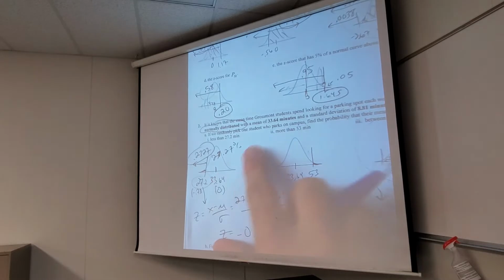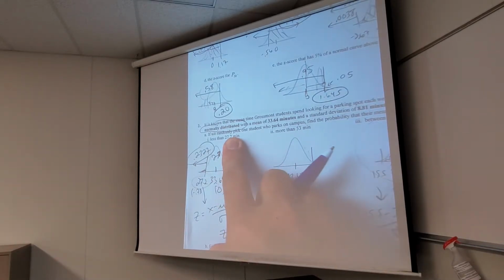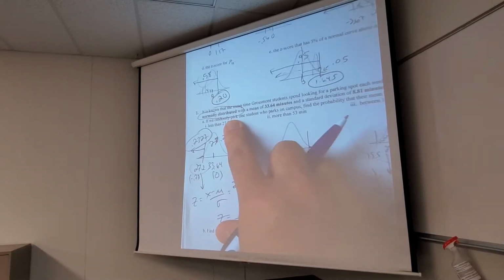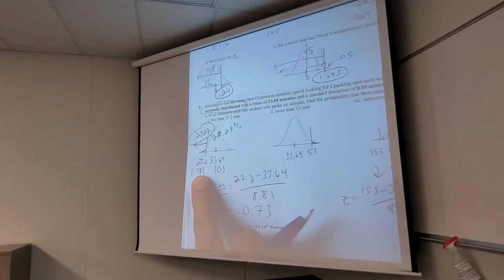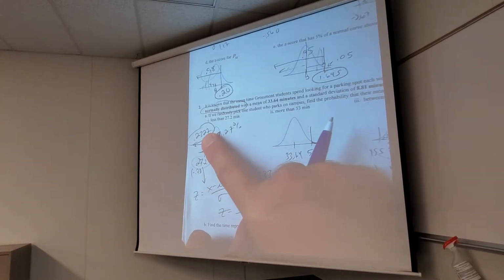So on the second problem, I don't give you z-scores. I give you times. So the very first thing we had to do in this problem was convert it to a z-score, and then I could look it up. Our z-score was negative 0.73 for this, and we could look it up and get the area.